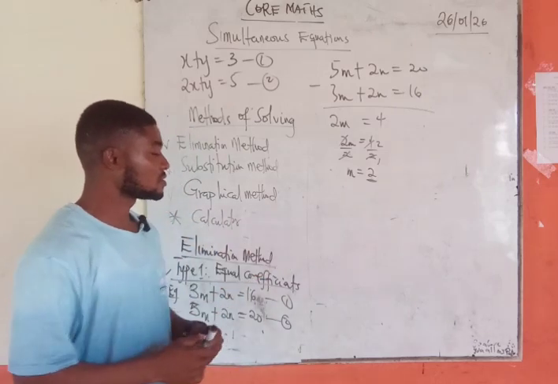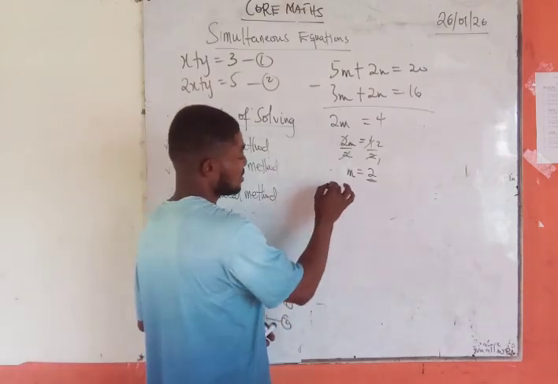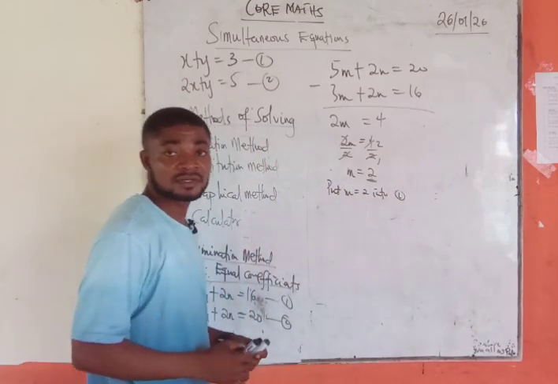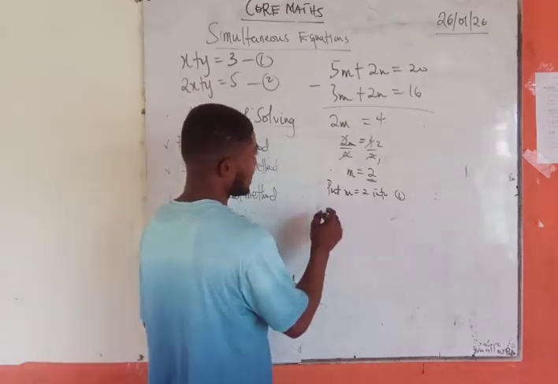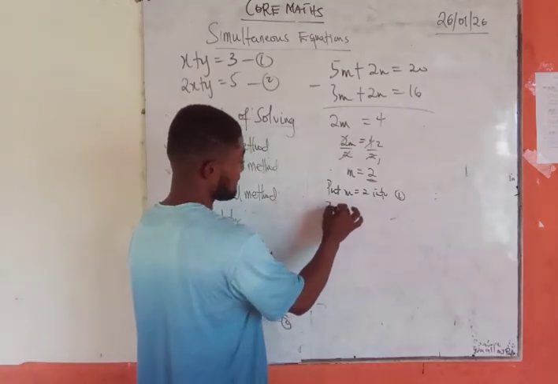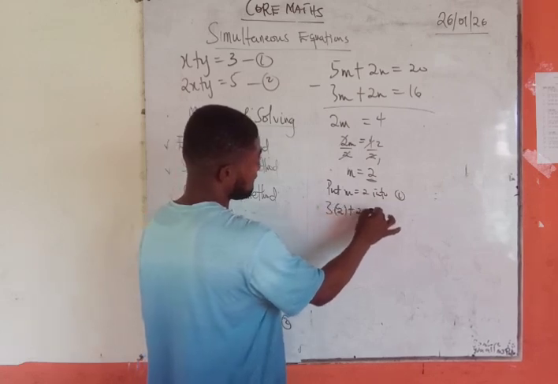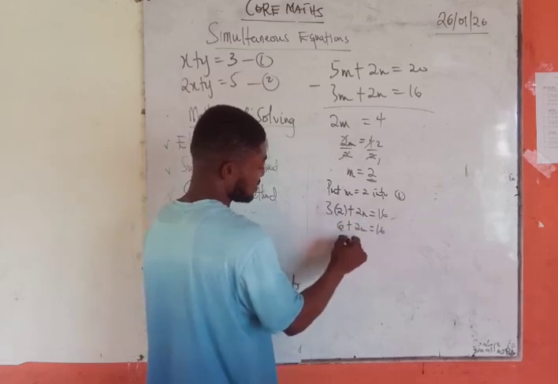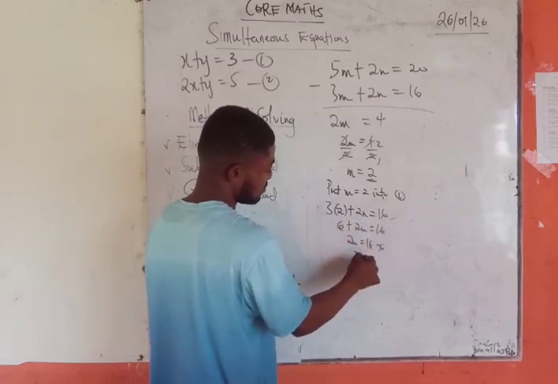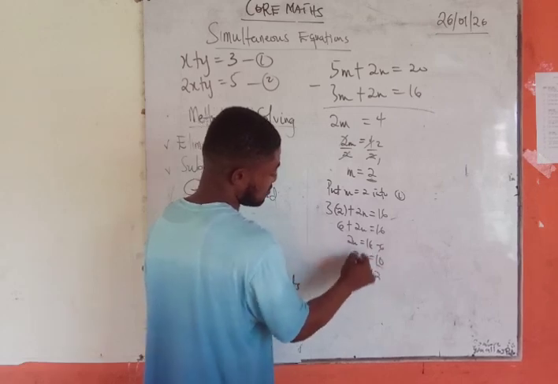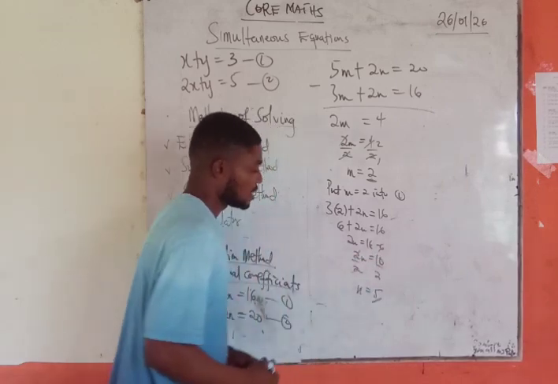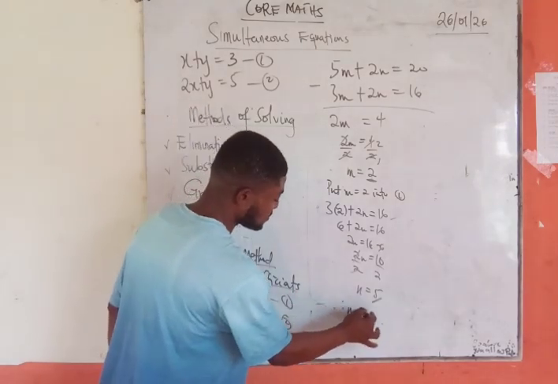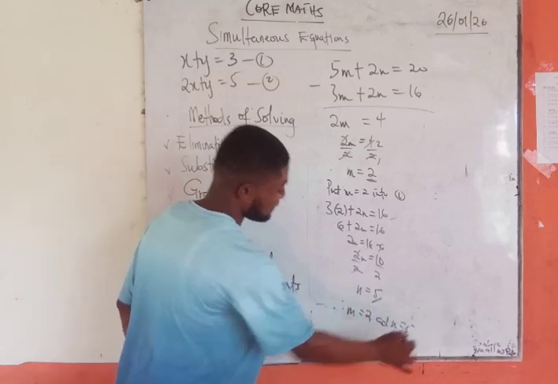Okay. So since m is equal to 2, I have to find the value of n. So I'm putting m is equal to 2 into equation 1. And then that gives me 3 times 2, 6, plus 2n is equal to 16. 10 divided by 2, that gives me 5. So we say therefore m is equal to 2 and n is equal to 5, right?